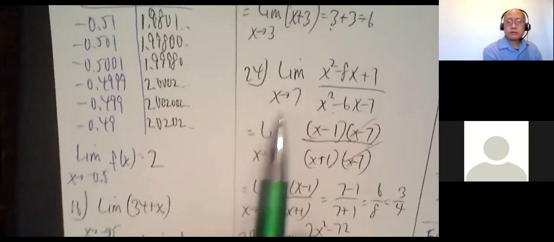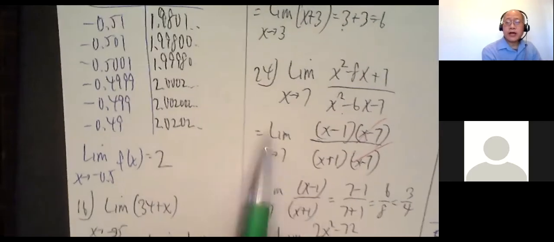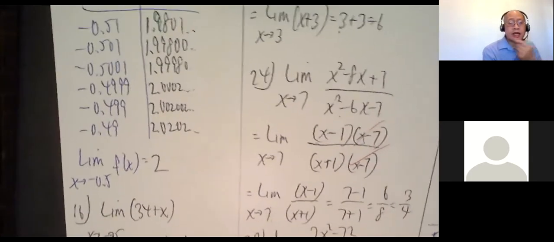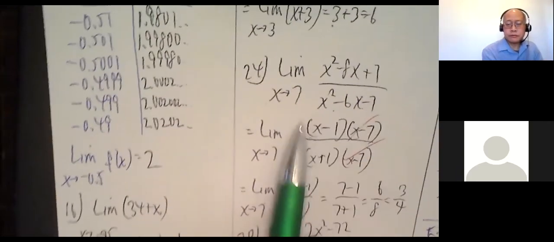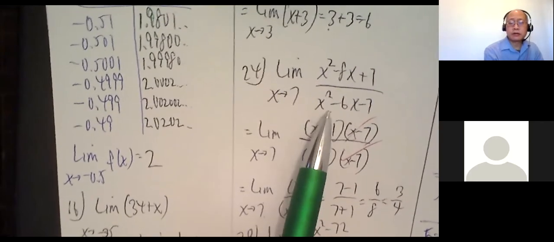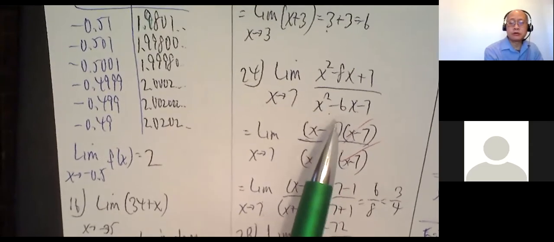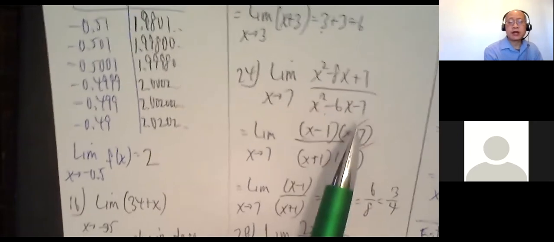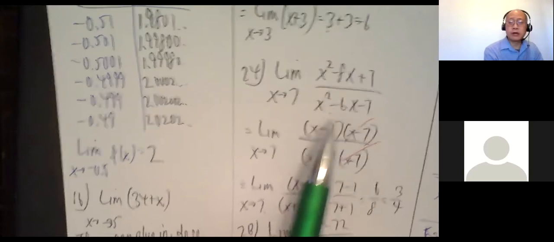So 24. Limit as x approaches 7 of x squared minus 8x plus 7 over x squared minus 6x minus 7. Okay, so again, you cannot plug in 7 directly. Why not? So 7 squared is 49. Minus 6 times 7 is 42. So it's 49 minus 42, which is 7. 7 minus 7 is 0. So again, you're dividing by 0. Can't do it.